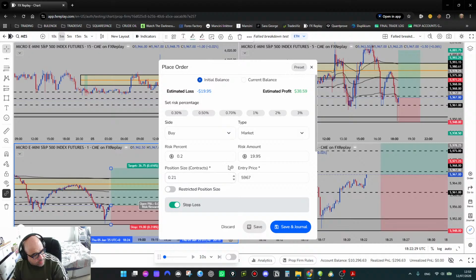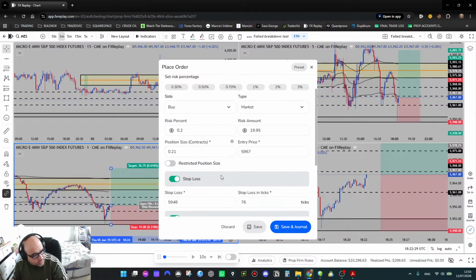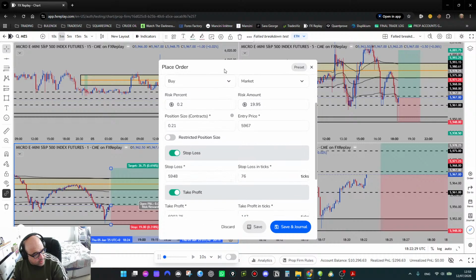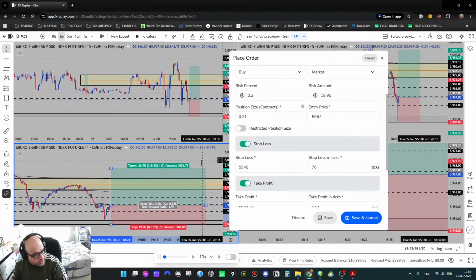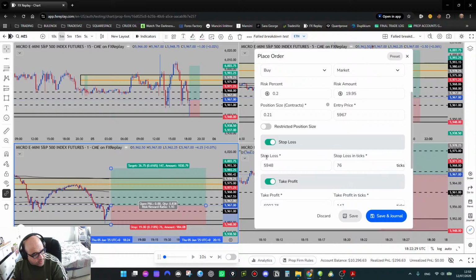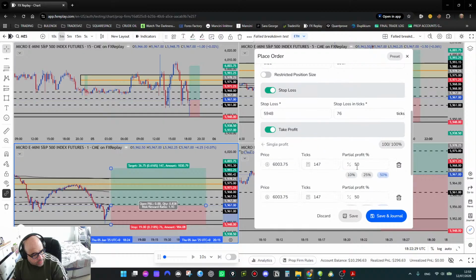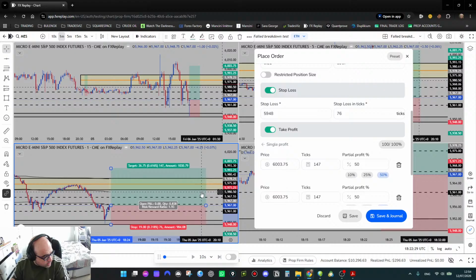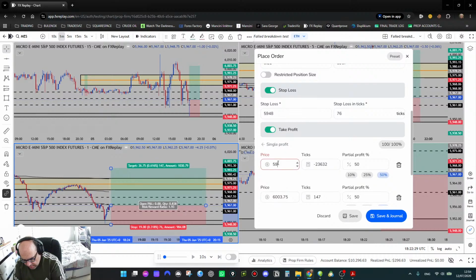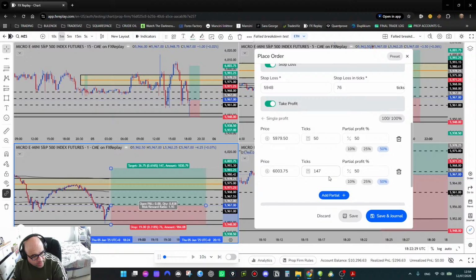So has position size 21, entry price. Let's see if the stop loss is there, right? Stop loss 59.48. All right, take profit 603. Okay, and we're gonna add the partial, so we're gonna take 50% at the VWAP, which is about, let's say, 59.7950. All right, we're gonna take 50% there.